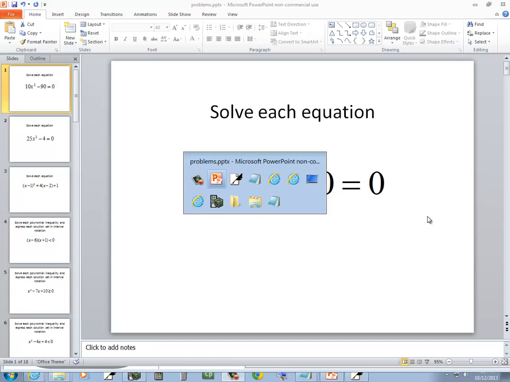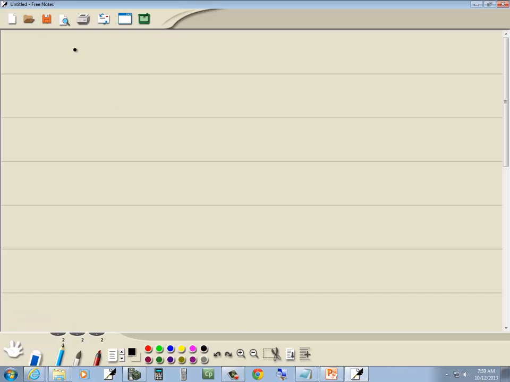Let's take a look at this problem. We've got 10x squared minus 90 equal to 0. Now we're going to use zero factor property, so we have to get 0 on one side, which we have, and then we want to factor the other side.